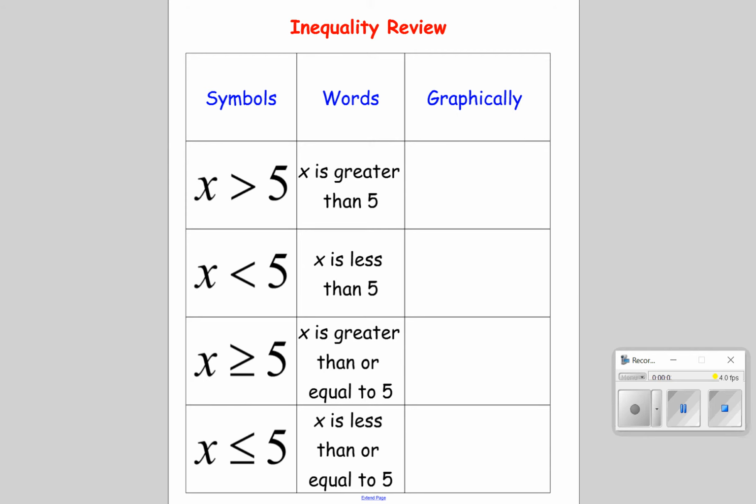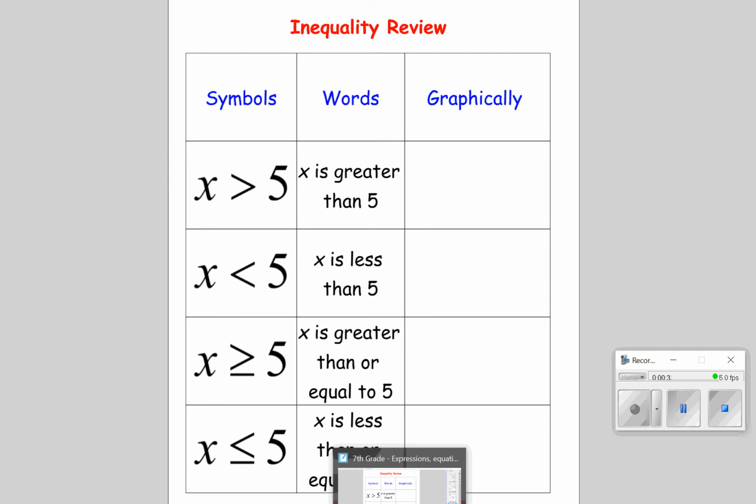This video is going to be about inequalities. So just the basics of inequalities. So first, in symbolic methods, this one right here is x is greater than 5. You would say that as x is greater than 5. So what does that mean? Well, it means x could be any number that is greater than 5.